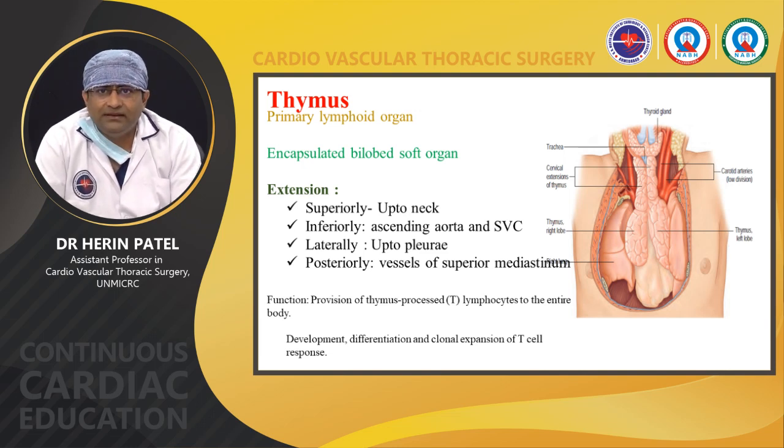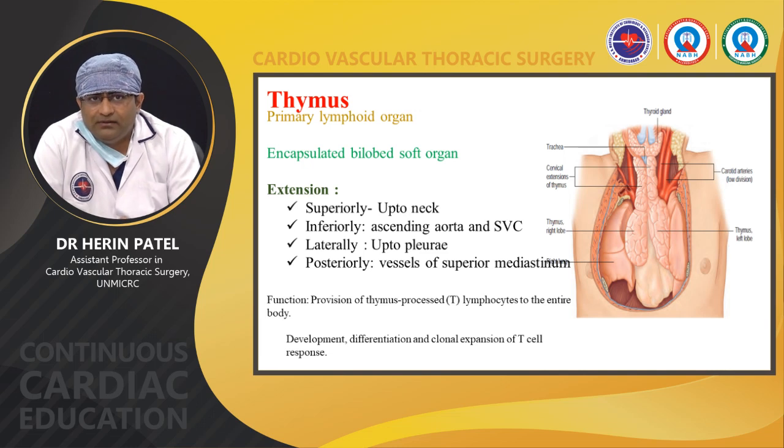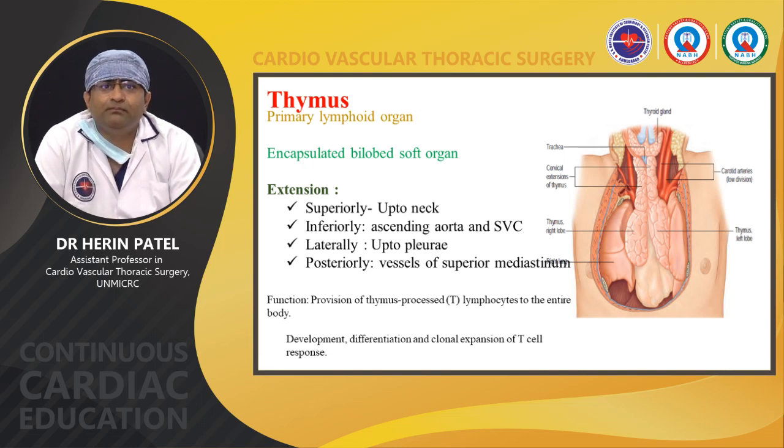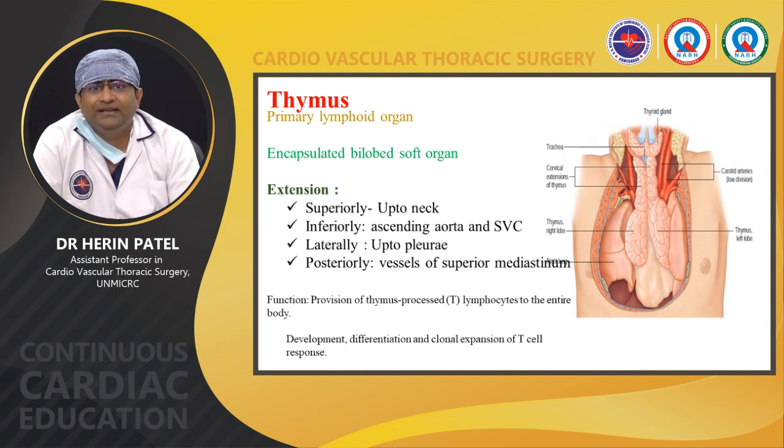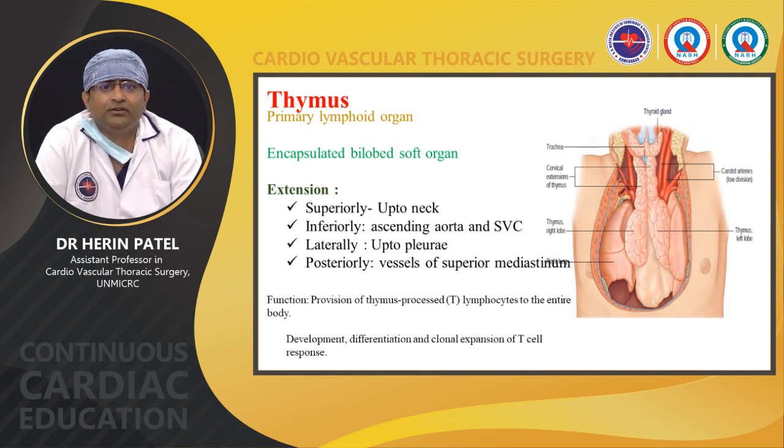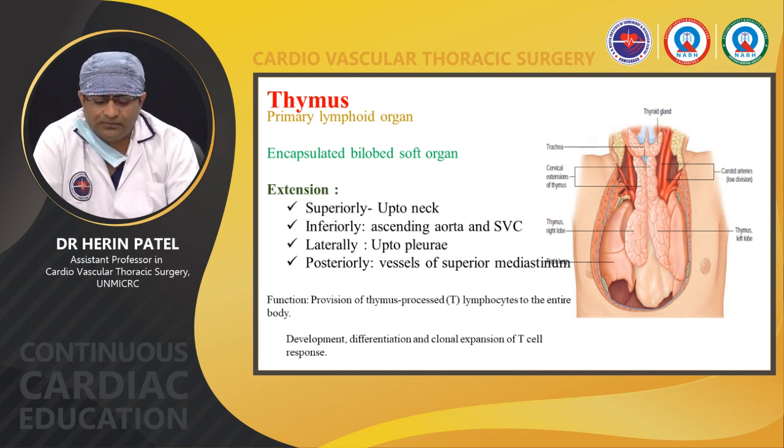Inferiorly it may descend up to the ascending aorta and the right atrium. Laterally it extends up to the pleura, and posteriorly it goes up to the vessels of the superior mediastinum. The chief function of the thymus is to provide T lymphocytes to the entire body. It is also involved in the development, differentiation and clonal expansion of the T cell response.